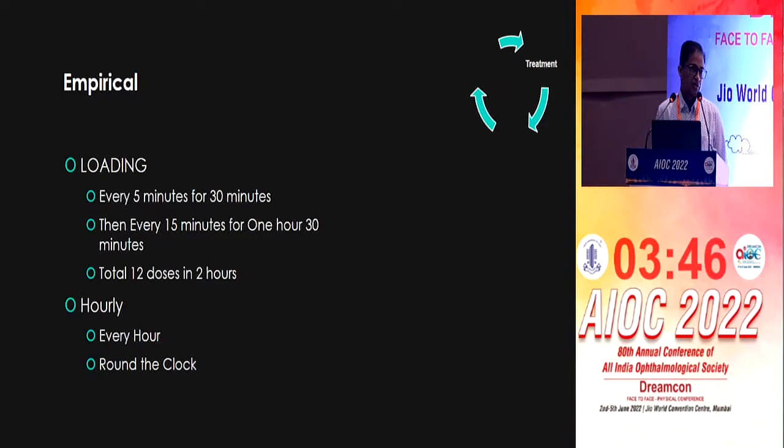How do you start this treatment? So you give a loading dose. The loading dose would be, you would start with the medication every 5 minutes for the first 30 minutes, and then every 15 minutes for 1 hour and 1.5 hours. So that is 12 doses in the first 2 hours. And then you will shift to hourly doses, and that too round the clock. You will have to advise the attendants to help out, because the patient will have to be given drops round the clock when you start the medication.